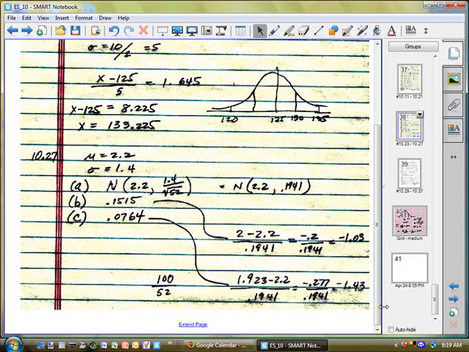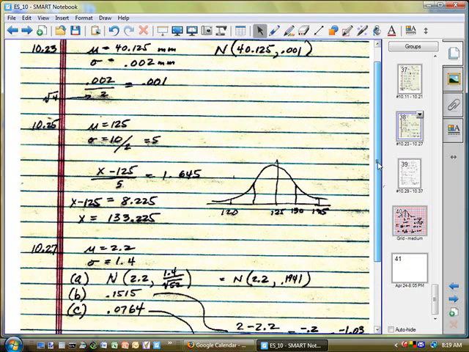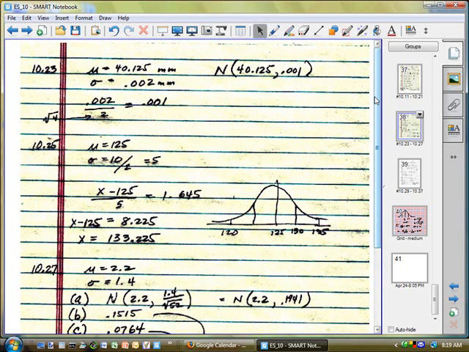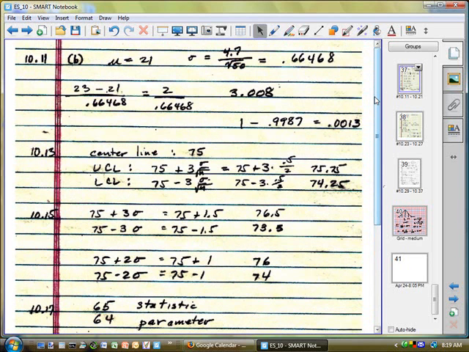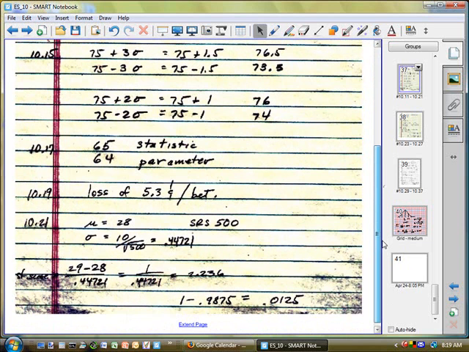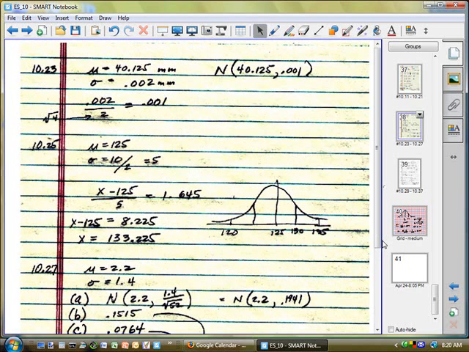Okay, so we gotta go backwards here, don't we? They're giving you the probability. Can you go back and find the score? What number is this? 25. Terrible memory.